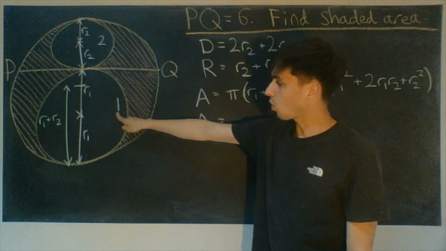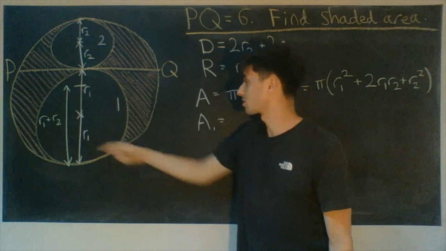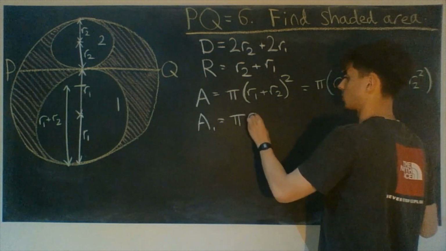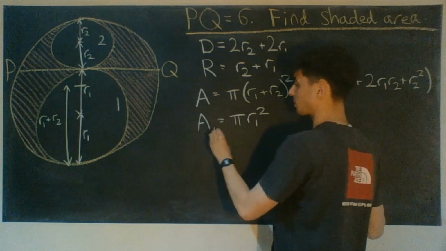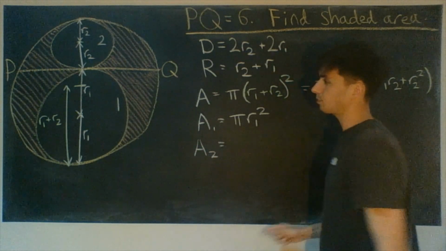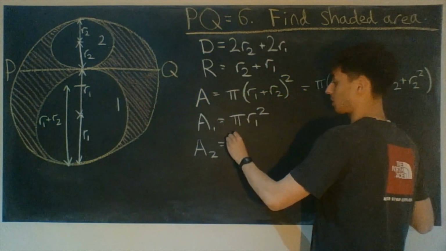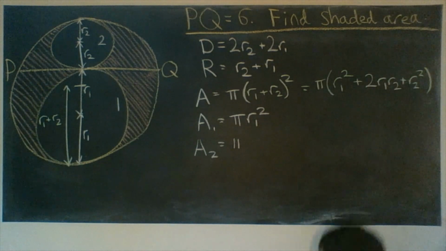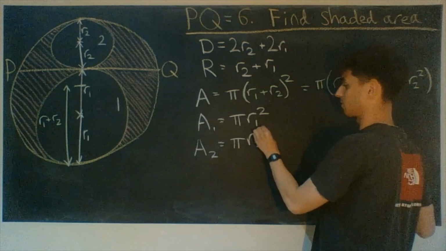And area 1 is just going to be pi times r1 squared. So here we're just going to have pi r1 squared. Our other area to think about should be area 2. That's the area of circle 2 up at the top. And that's just going to be pi r2 squared.